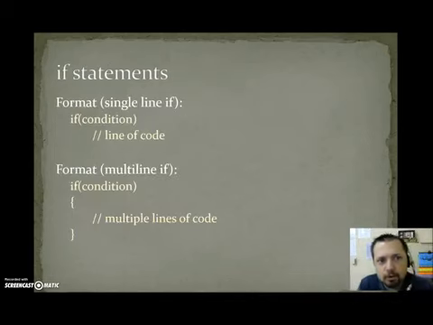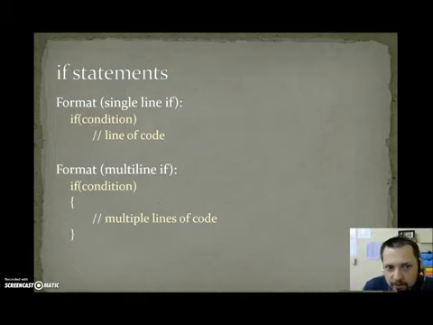Our first selection statement we're going to be looking at is if. The format for a single line if is if, parenthesis, condition, parenthesis, followed by a single line of code that's tabbed over. When the condition is true, that line of code will be executed. When it's false, that line of code is skipped. The format for a multi-line if is if, parenthesis, condition, parenthesis, curly brace, several lines of code, curly brace. So here the if is trying to decide whether or not to run the multiple lines of code in the following group or block.